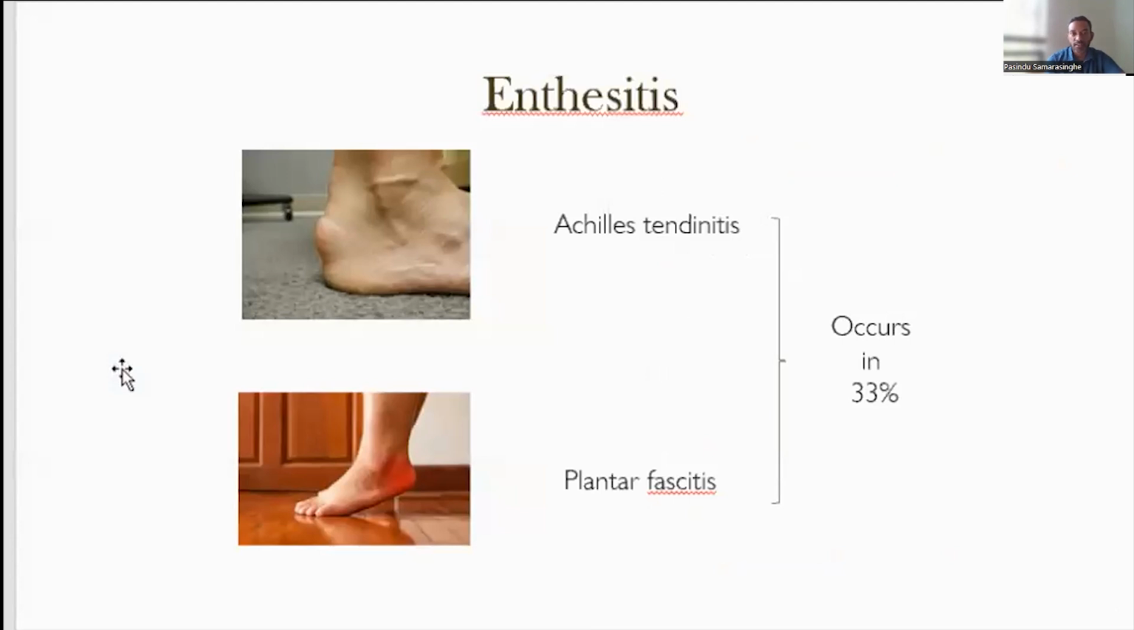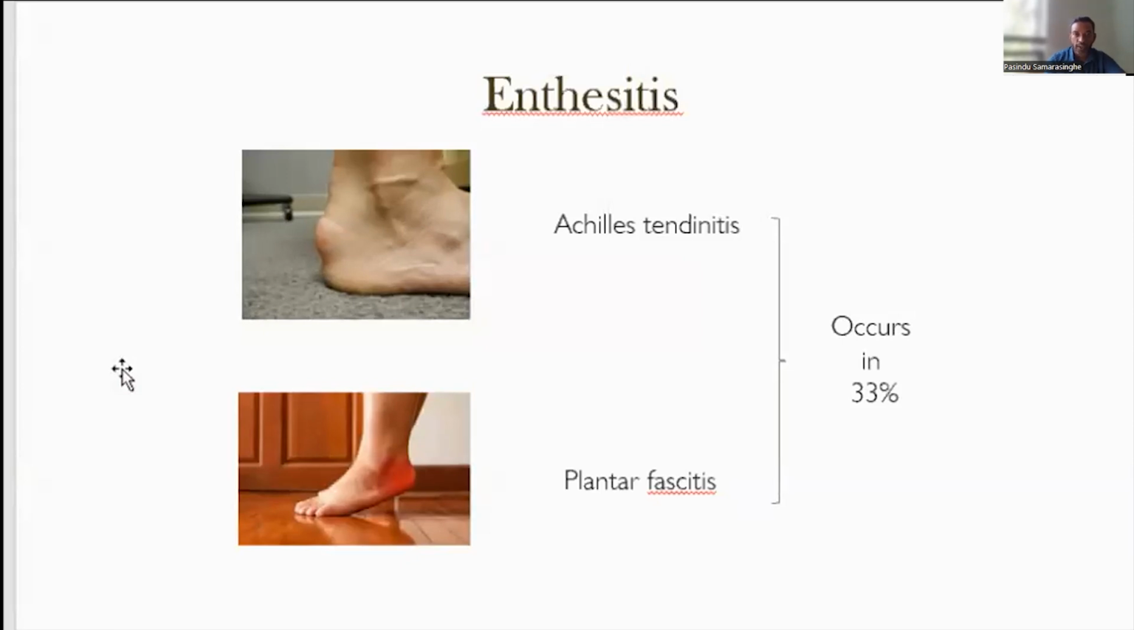So enthesitis is common, as you can see, in 33% of patients with spondyloarthritis. So that's almost one third of patients. Enthesis means the ligaments and tendons attached to bone, and you will get inflammation in these sites. So Achilles tendinitis and then plantar fasciitis.